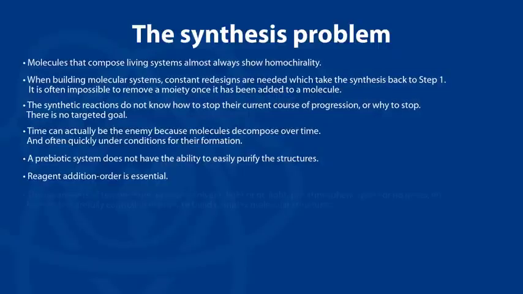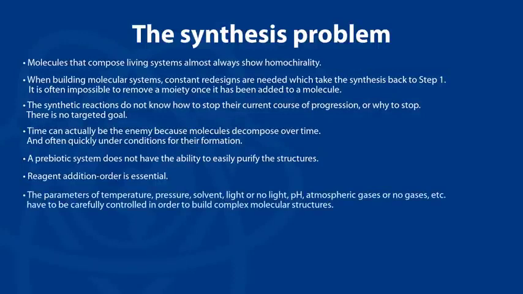How that happens on an early Earth, you can speculate, but you'd have to speculate that it happened over and over and over again, and just so precisely, so it didn't mess up the chemistry that had already been formed. The parameters of temperature, pressure, solvent, light or no light, pH, atmospheric gases or no gases have to be carefully controlled in order to build complex molecular structures.